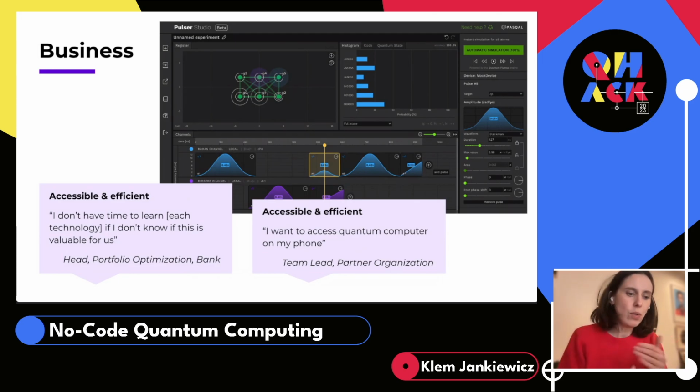And it's also from the other side. In the last few years, especially having my own company, I was talking with a lot of different stakeholders and also people from big companies like banks that are starting all sorts of quantum computing trials and programs. For example, one person told me, and this was a very technical person who had all the tools to be able to understand the technology, that he doesn't have time to learn each technology if he doesn't know if it is valuable for them. So these are very busy people, and they need a way to understand this technology in a very fast and efficient way.